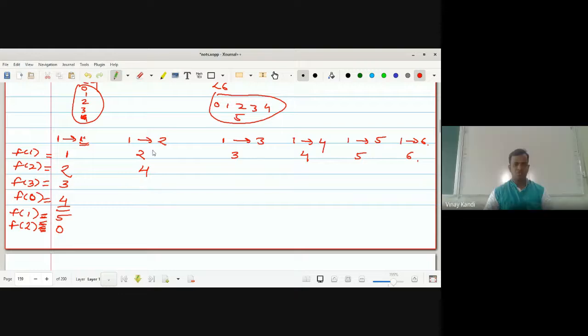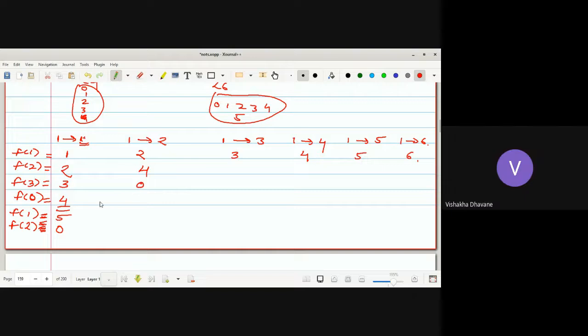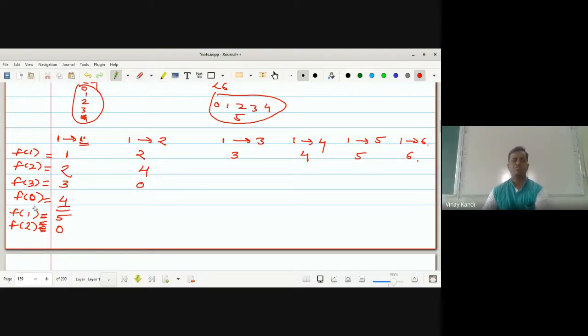Sorry, f of 2 plus 2 plus 2, that is 6. 6 addition modulo 6 is 0. Okay. F of 0. That is f of 4. F of 4 is equal to f of 0, which is f of 1 plus f of 1 plus f of 1 plus f of 1. That is 2 plus 2 plus 2 plus 2, 8. 8 addition modulo 6 is 2. Okay. Again 4 will come, again 0 will come. 2, 4, 0 will come like this. Okay.